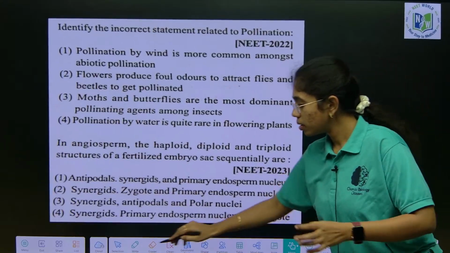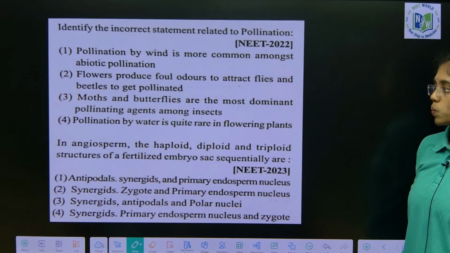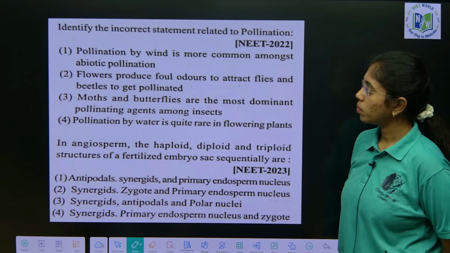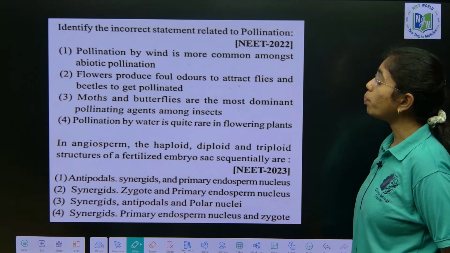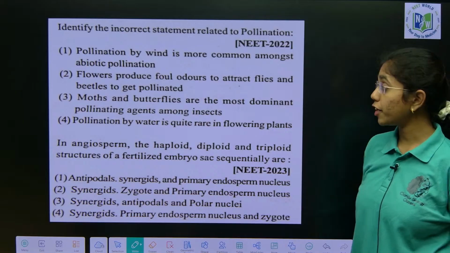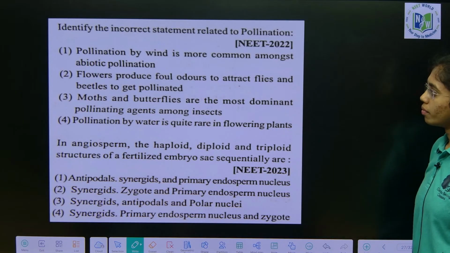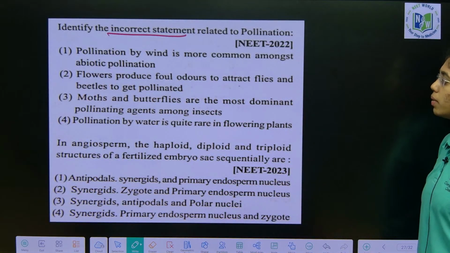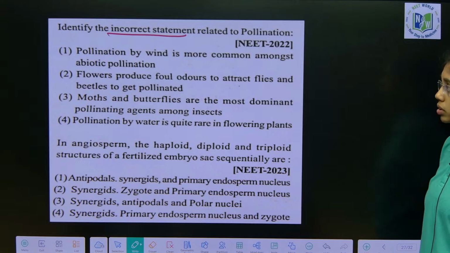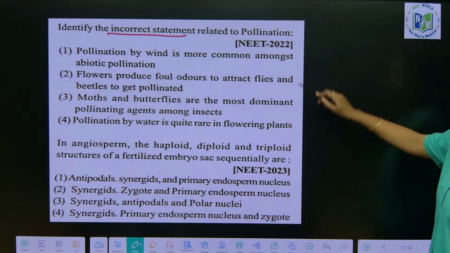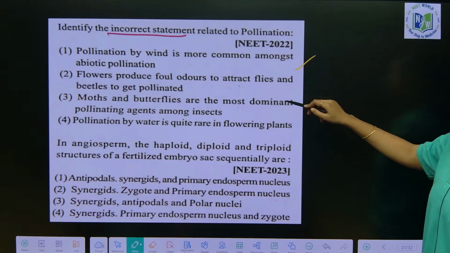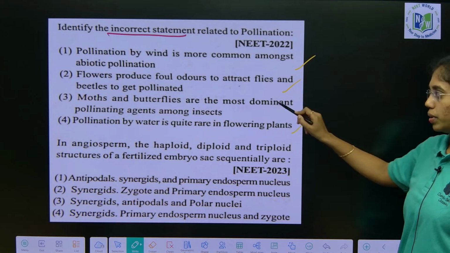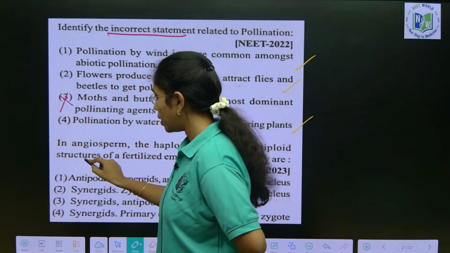Look at this. Identify the incorrect statement related to pollination. Incorrect statement, see. Option 3: moths and butterflies are the most dominant pollinating agents among insects. Pollination by wind is the most common, yes. Flowers produce foul odors to attract flies and beetles, correct. Pollination by water is quite rare in flowering plants, true. Yeah, the incorrect statement is option 3. Next.